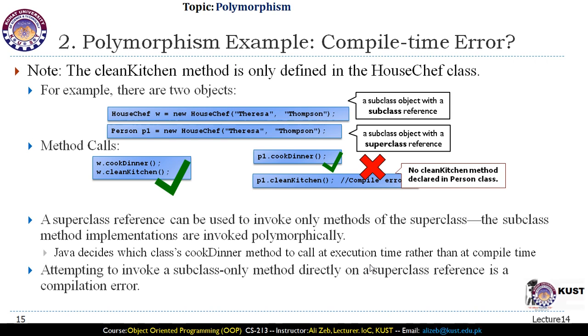that a subclass is a superclass, or an object of the subclass is an object of the superclass, but the reverse is not true. The superclass object cannot access the subclass's methods. Exclusive methods are not accessible through the superclass reference. It can only access the methods that are overridden by the subclass.